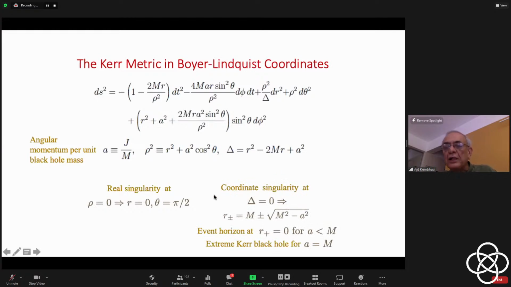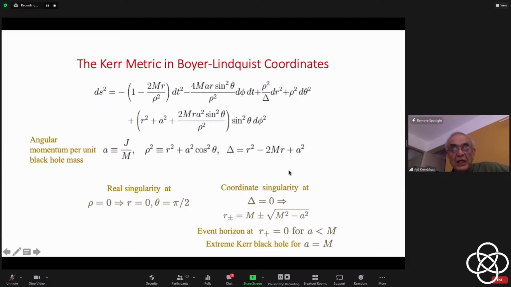And there's another amazing thing. Now consider when delta vanishes, so imagine a is equal to 0. Then what would it mean by delta vanishing? Take r outside the bracket. You get 1 minus 2m by r is equal to 0.